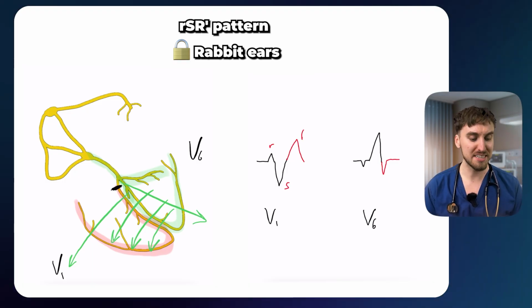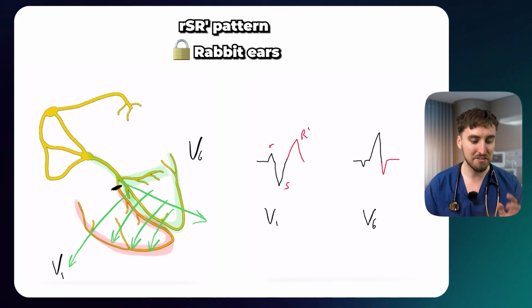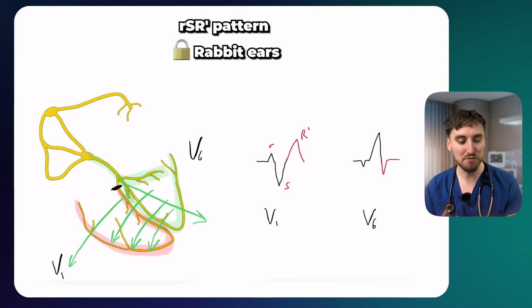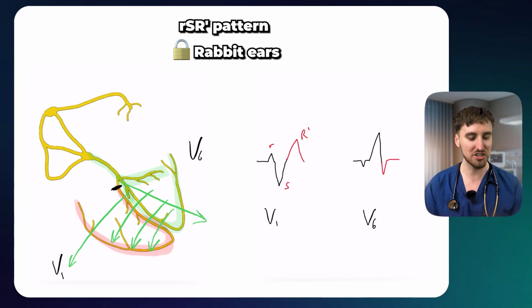The opposite is true for V6, so remember those first two components are the same, the slight S wave and the big R wave, but then we've got that electricity moving away from V6 slowly so that we get this deep, big, slow S wave.